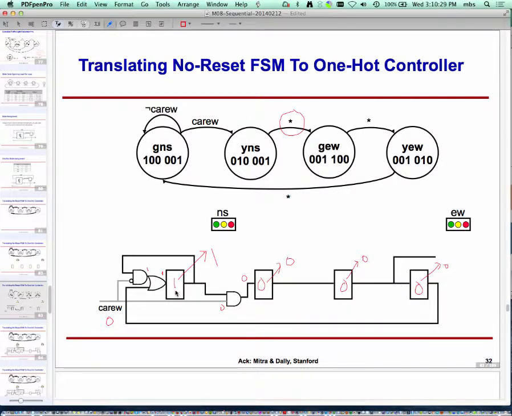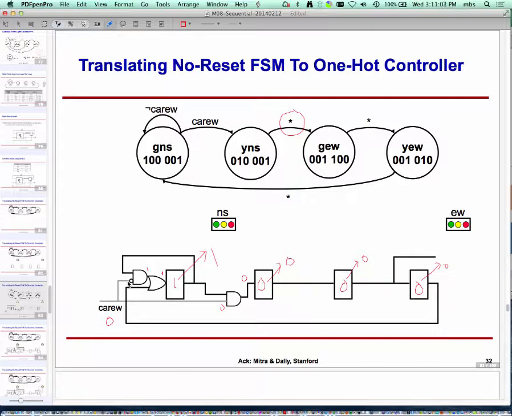And finally, let's look at this logic, GNS. GNS basically says I come to GNS under two conditions. If the previous state was YEW, so therefore I have an OR gate because I have two possibilities. I have a wire coming from the flip-flop of the previous state, or I am in GNS and car east-west is low. So therefore, I have an AND: I am in GNS, which means I have this feedback loop, and car east-west is low, which means I have car east-west with a complement.